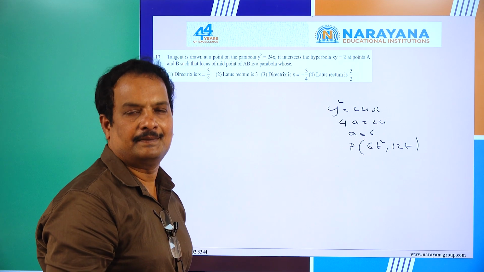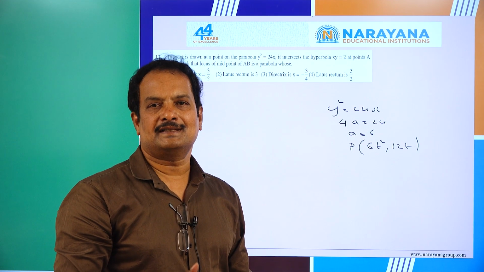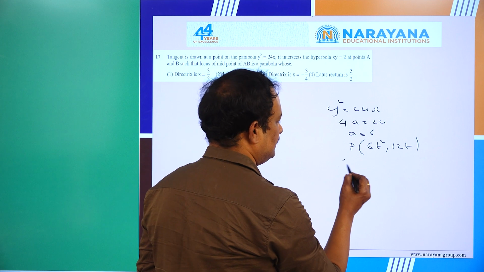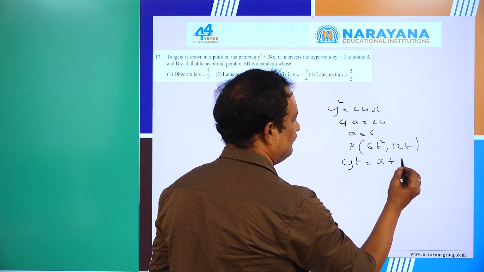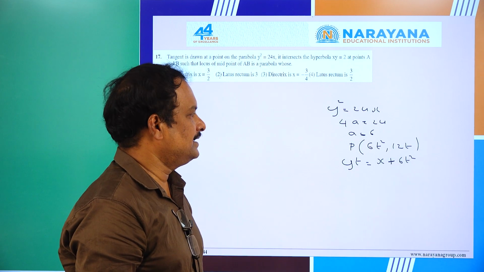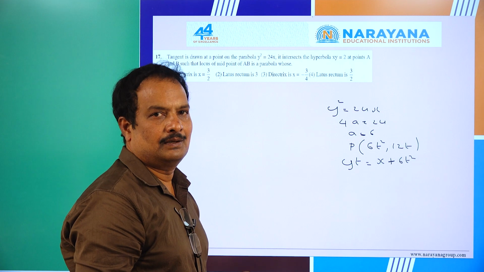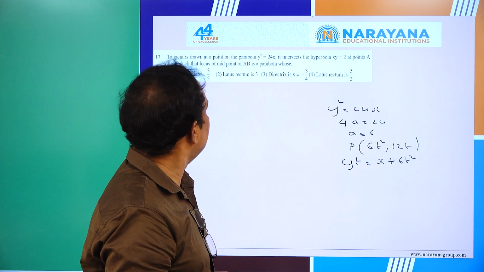Tangent is drawn at this point. So what is the tangent equation? That is nothing but yt equal to x plus at square. A value is 6, so this is yt equal to x plus 6t square. Okay, and this tangent is intersecting the hyperbola in two points A and B.